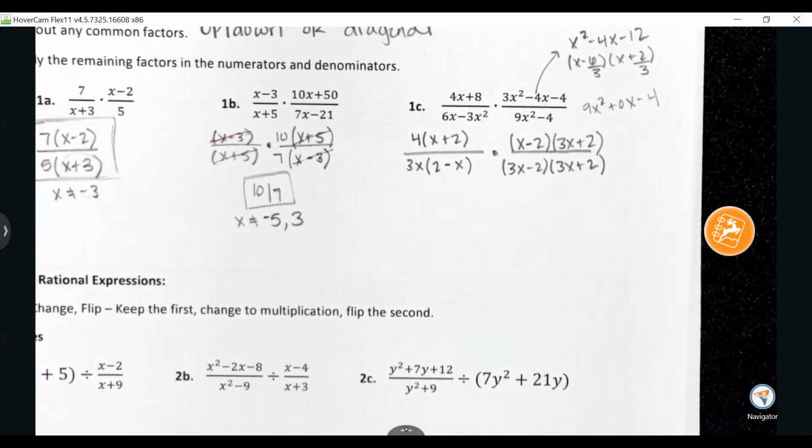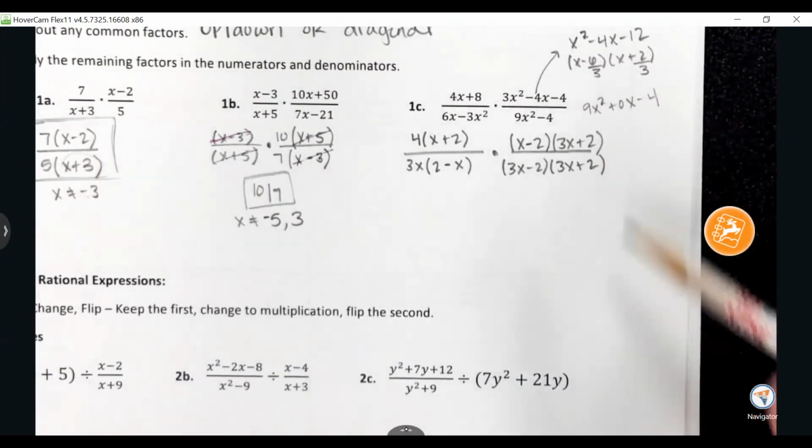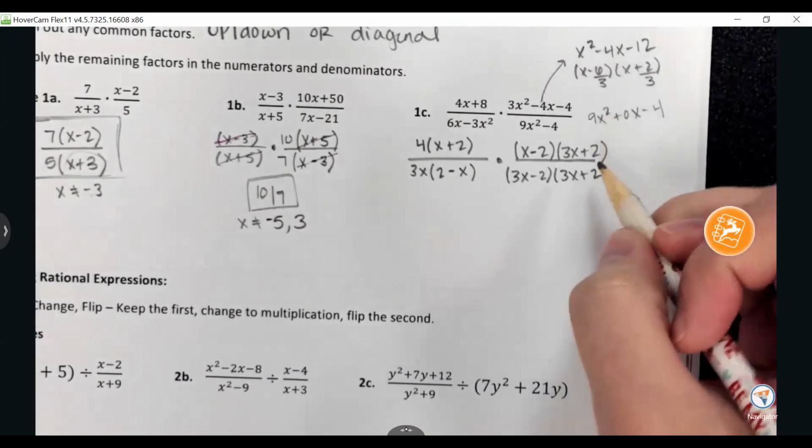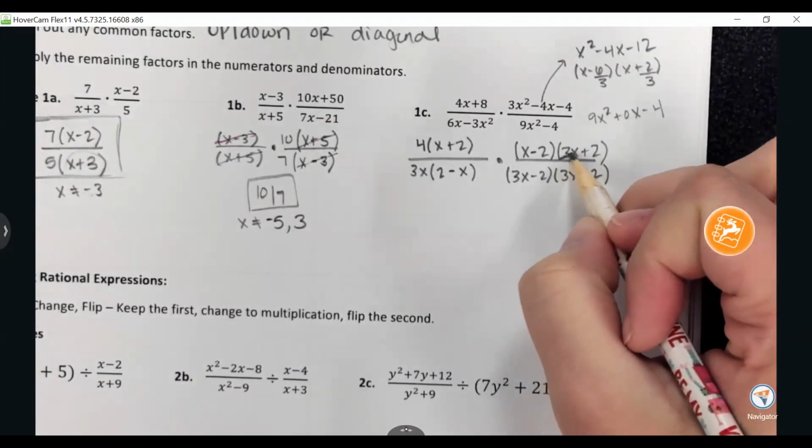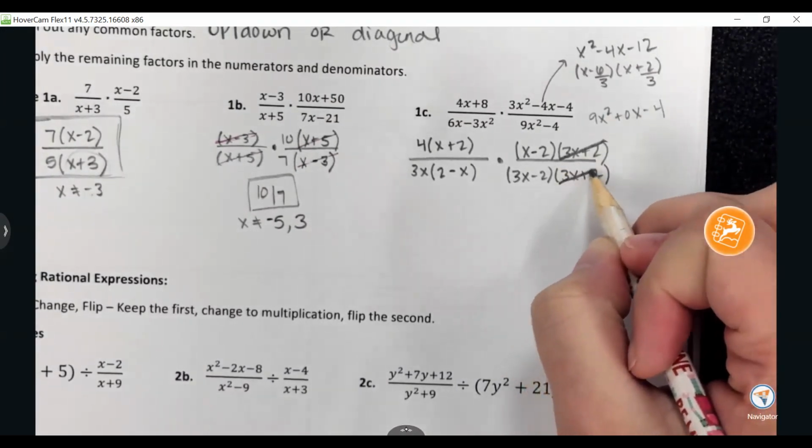If you have the same factors I do, there's one more thing I can actually factor out. I can take a negative out, so I have another factor that cancels. So pay attention real quick. We all see that 3x plus 2 cancels out. Do we agree with that?